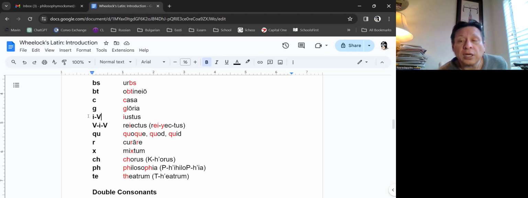The QU is always a KW, like quickie mart, and whatever vowel follows that. So it's quoque, you two, quod, quid, right? Quod is because, quid is what? I think that's right.